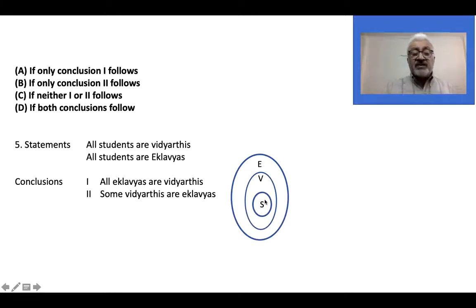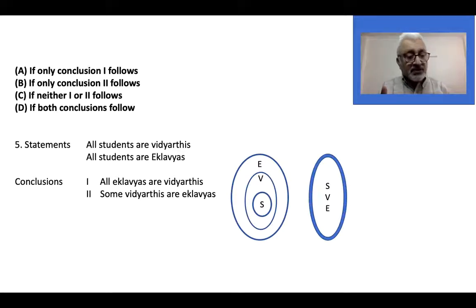So can we say all Eklavyas are Vidyarthis? The answer is no. And can we say some Vidyarthis are Eklavyas? Notice this. This is a part which belongs to the students. It also belongs to the Vidyarthi because this is a part of Vidyarthi as well. And this is also a part of Eklavya. Therefore, this part is common to students, Vidyarthi and Eklavya. So, can we say some Vidyarthis are Eklavyas also? Answer is yes. So, what about the first one? All Eklavyas are Vidyarthis? That should not be true. The second one should be true.